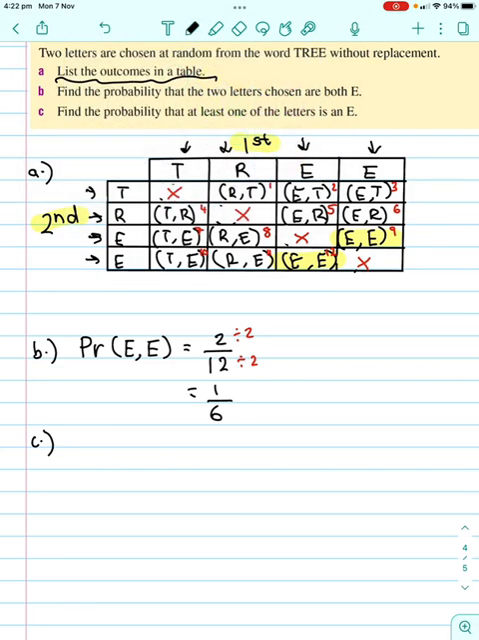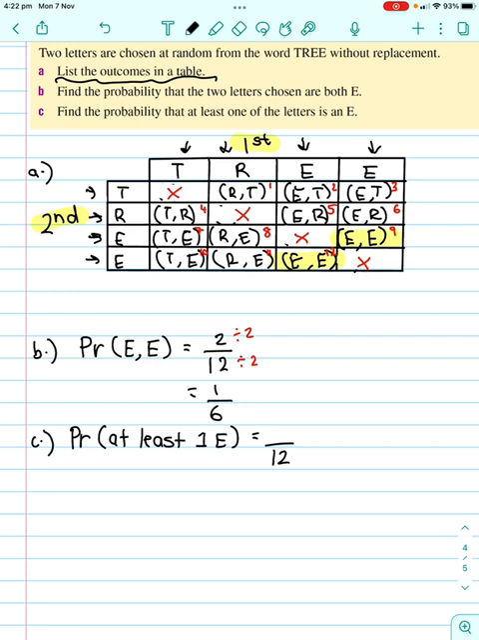Part C is asking to find the probability of at least one of the letters being E. So the probability of at least one E. Again, it is going to be over 12 because there's a possible 12 outcomes.